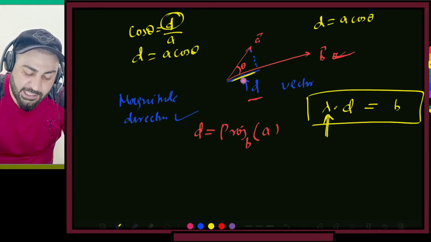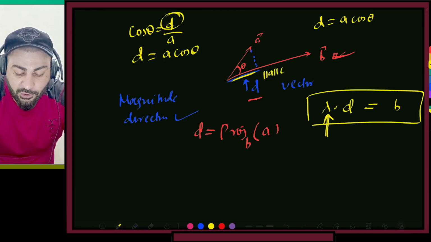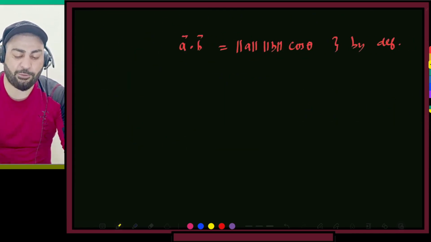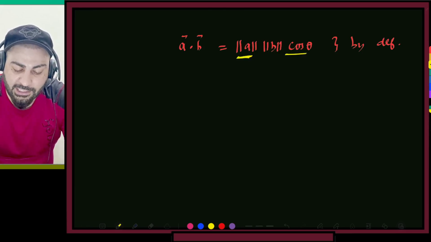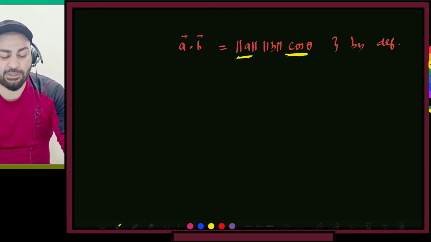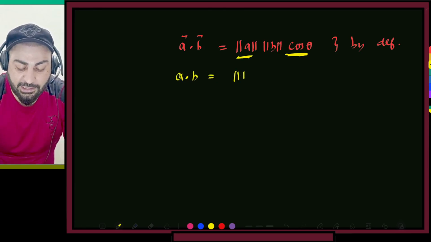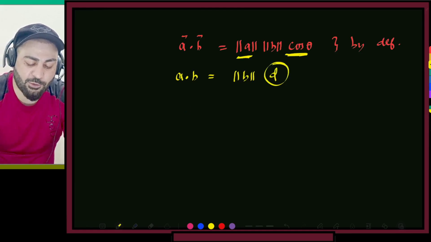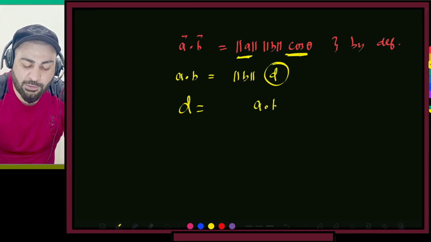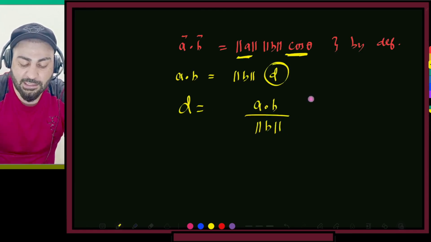So D is equal to magnitude of A cos theta. Here A cos theta appears in the dot product, so can I replace it with D? Yes, I can. So A dot B is equal to magnitude of B multiplied by D, and I want to find this D. So D is equal to A dot B divided by magnitude of B. This is the magnitude I found.